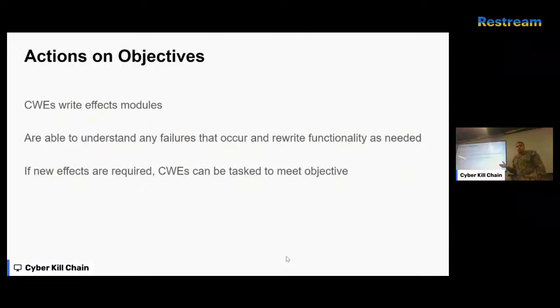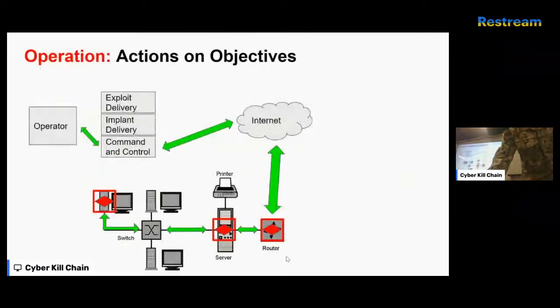So we also are involved a little bit in this portion where the CWEs write effects modules. So if you want a specific effect on an adversarial computer, then a CWE can write a module that will do that effect that ties into the command and control structure. And then they're able to understand any failures that occur and rewrite functionality as needed. And then if new effects are needed, then the CWEs can easily be tasked to meet that objective, right? So we're involved in every single part of the kill chain.